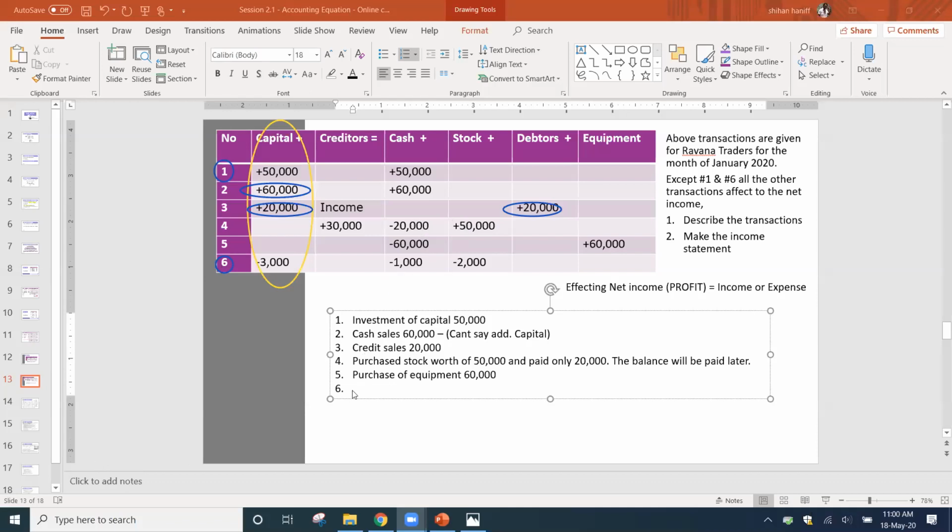So moving back, last transaction, which does not affect the profit, therefore it is drawings. The first one is capital, introduction of capital. The last one is drawings. So he withdrew stock worth 2,000 and cash 1,000. Owner's drawings, cash 1,000 and stock 2,000.